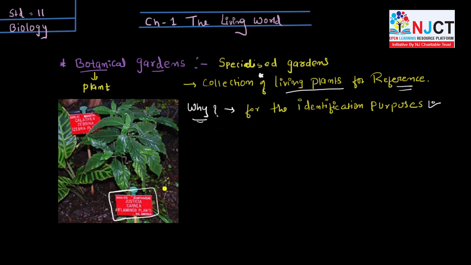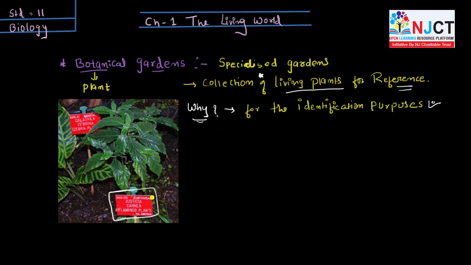For example, in herbarium, there were dead plants. Here, they are living plants. There was a sample part of a plant. Here, there is a whole plant. What is the similarity? The similarity is that there also you have to put a label. Here also you are going to put a label. But of course, because there was a sheet, you have to put a label on that sheet. Here, there is no sheet, right? There is a living plant.